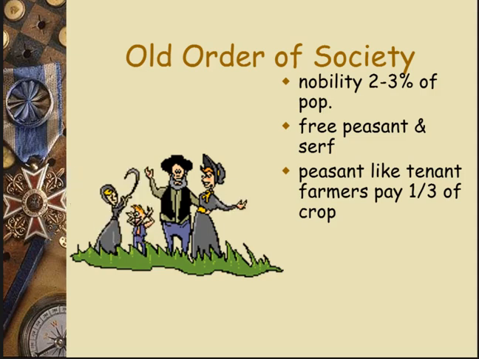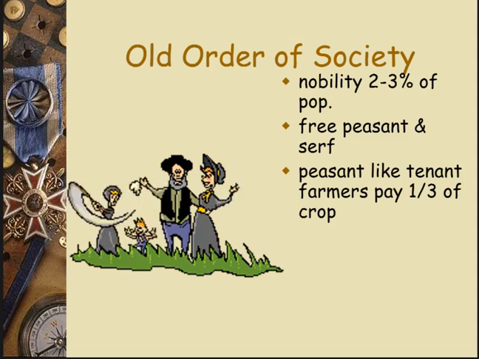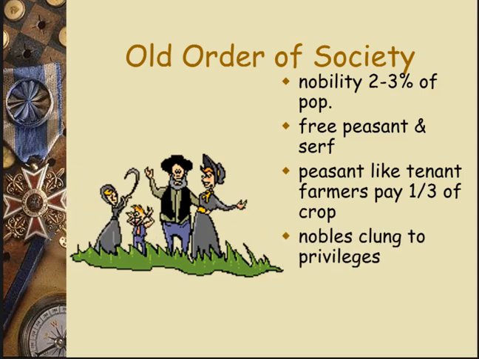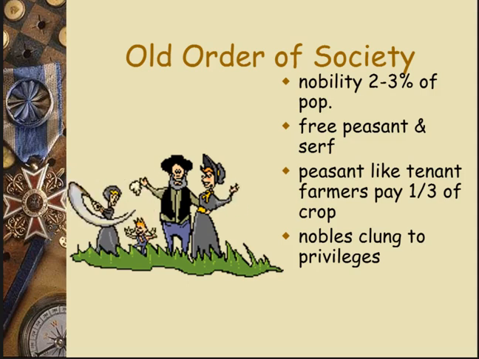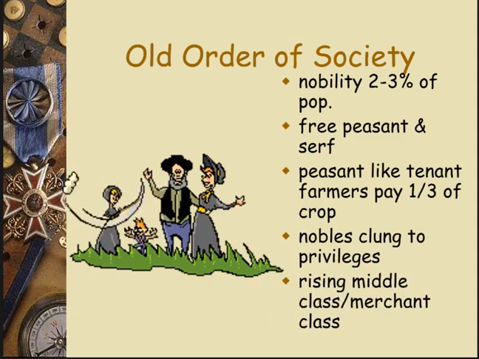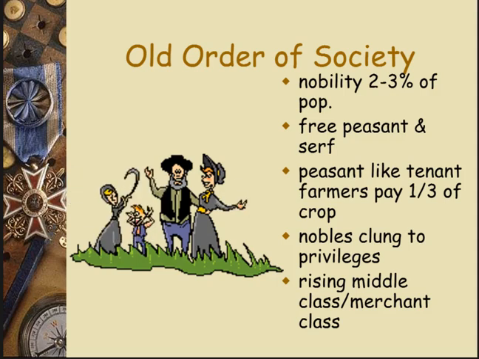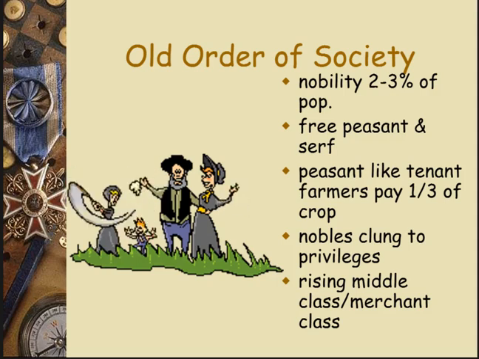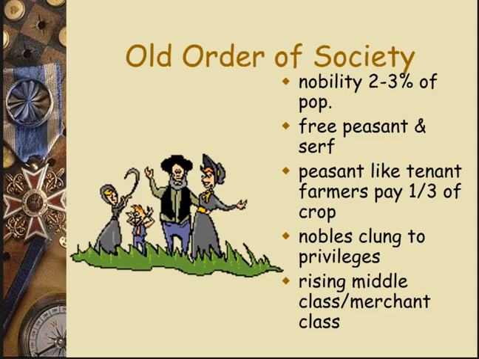So it's a form of servitude, no doubt. And these peasants, even who are free, have to pay at least 1/3 of their crops to the guy that owns the land. Nobles wanted to hang on to their privileges, even though we see the economy changing and we see a rising middle class. People involved in business and in trade are actually making a lot of money, but they don't have the social standing of nobility.